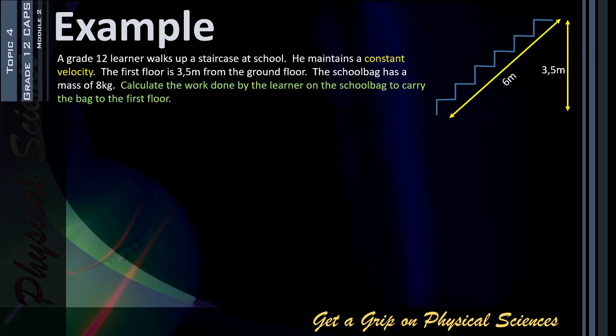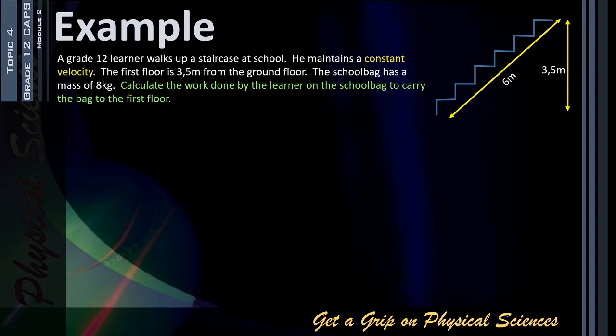A grade 12 learner walks up a staircase at school. He maintains a constant velocity. The first floor is 3.5 meters from the ground floor, and the school bag has a mass of 8 kilograms. Calculate the work done by the learner on the school bag to carry the bag to the first floor.